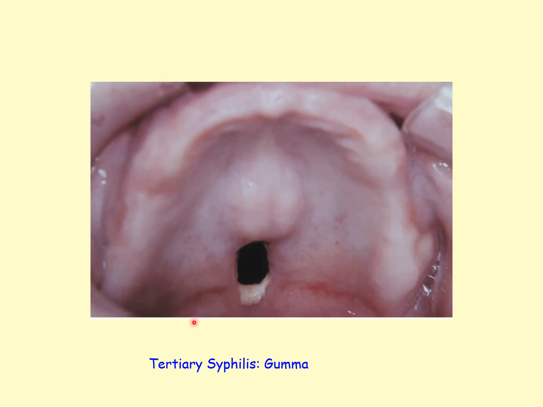Another remarkable manifestation of tertiary syphilis is perforation of the hard palate, which is caused by chronic granulomatous inflammatory lesions known as gumma, which lead to destruction of the soft tissue as well as bone in the hard palate region, resulting in perforation of the palate. However, remember that tertiary syphilis is not the only cause of perforation of the palate, and trauma, particularly gunshot injuries, can also lead to perforation of the palate.